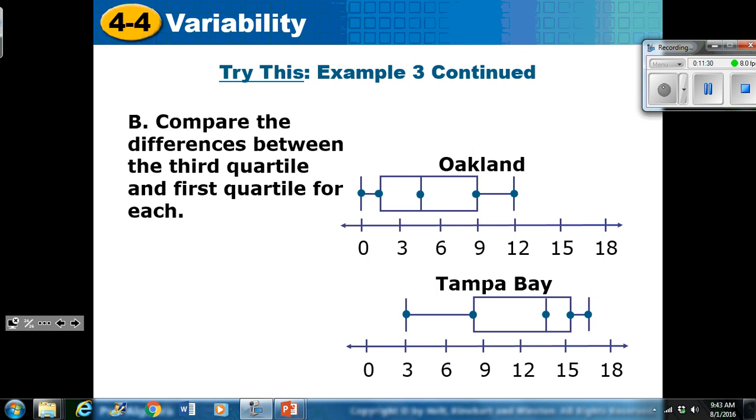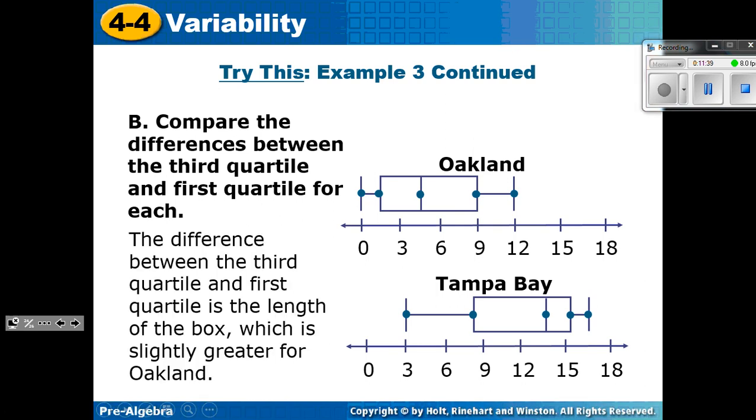Here's another similar question. Compare the differences between the third quartile and the first quartile for each. And here's what they're looking for in an answer. The difference between the third quartile and the first quartile is the length of the box. So third quartile, first quartile, so the length of this box. And same thing here, the length of the box, which is slightly greater for Oakland. That box is just a little bit wider.